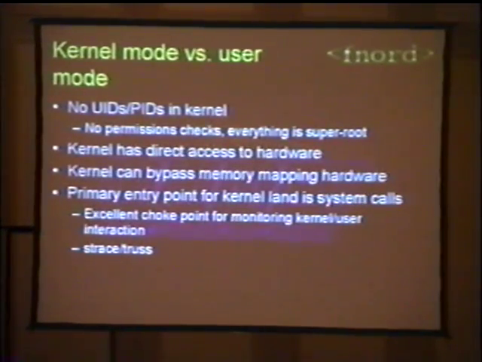The primary entry point for kernel mode is system calls. That's how userland processes request services from the system. And that makes them an excellent choke point for monitoring the kernel and kernel-user interaction. Under Linux, the strace tool, on Solaris, it's truss, just prints out system calls as they're made, arguments, return values, interprets them as best it can. And it's a wonderful tool even if you're not working in the kernel, but for us it was invaluable. It is worth noting that system calls are not the only entry point into the kernel. Signals, hardware interrupts, other things, but system calls are the primary way that user processes enter the kernel.